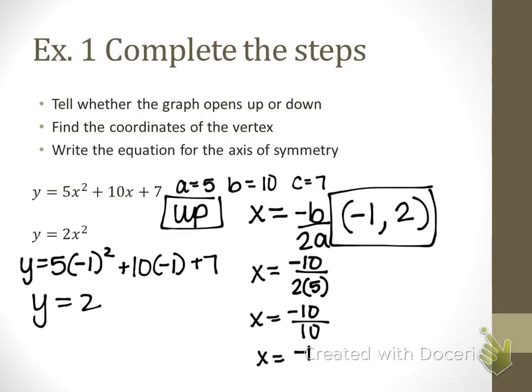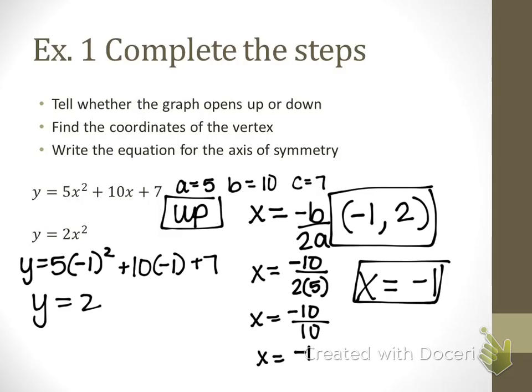Now remember, I already know my axis of symmetry because I found my vertex. The axis of symmetry is only the x value of the vertex. So I'm going to write x equals what, Madison? Negative 1. Very good. So this is my equation for the axis of symmetry. And that's all that you're doing for these problems. All right, let's do the second one now.